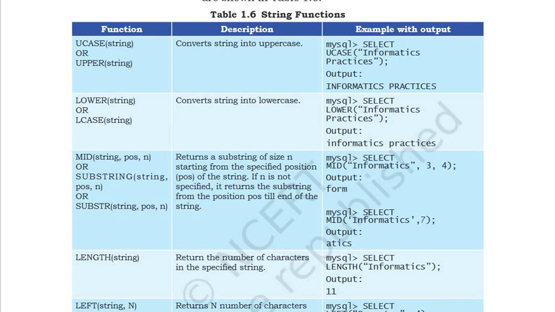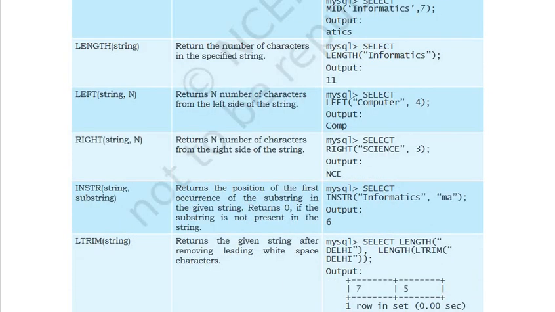If we don't specify the third parameter, that is n, it returns a substring from the position POS till the end of the string. We have length, which returns the number of characters, that is the length of the string. Left returns the number of characters from the left side of the string. See the example: left computer, 4. From the left side 4 characters. Right gives the specified number of characters from the right side.